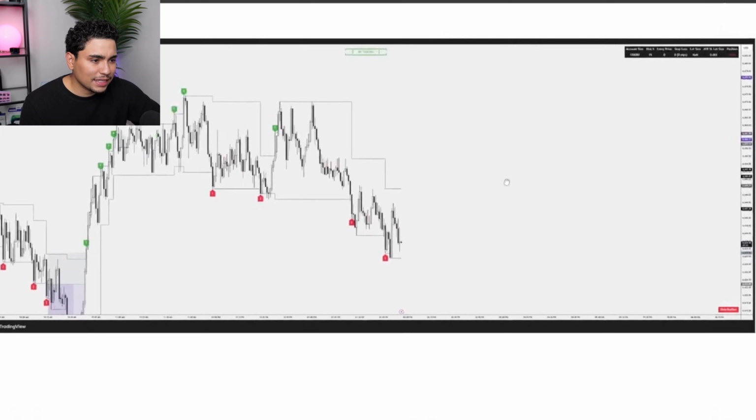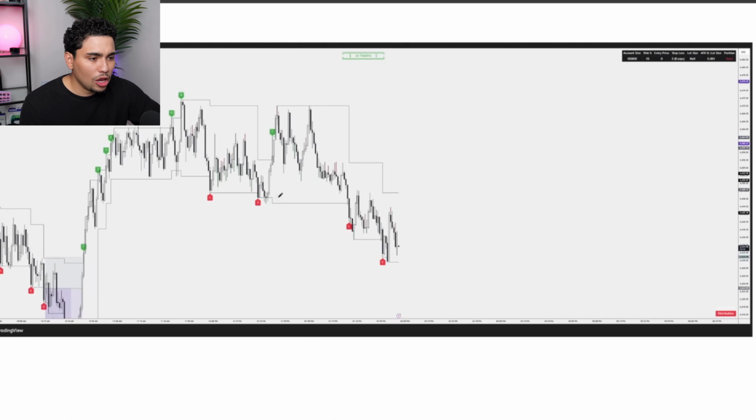So in this case scenario right here, we got the daily making lower lows and lower highs. How do we know that? It's because we have this high, this low. The next high and the next low are lower than the previous ones, and so on and so forth. And you guys can see the latest break or the latest low and high created are lower than previous ones. So in this case, the daily would be bearish.